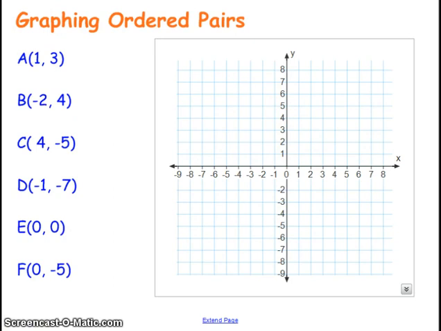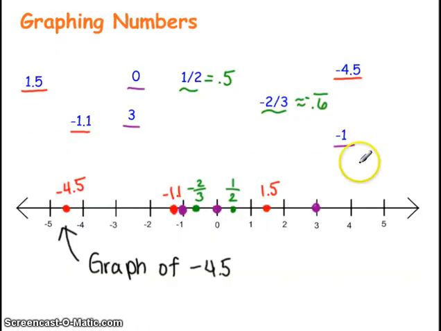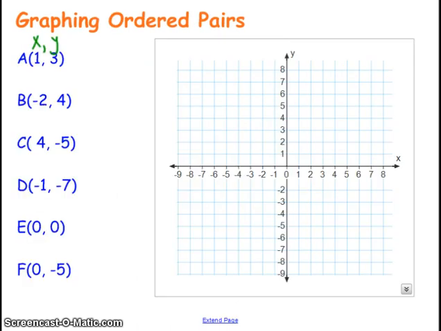The other thing that we're going to graph are ordered pairs. So I have a list of 6 ordered pairs here, and they each have a capital letter name. Ordered pairs differ from the numbers we were just graphing because they have 2 parts. They have an x coordinate, the first number, and a y coordinate, the second number. For that reason, you can't graph them on a number line like this one, which has just one direction. You need to graph them on a coordinate plane, which has 2 directions, a horizontal x direction and a vertical y direction.